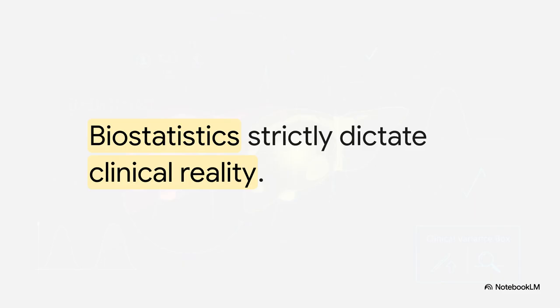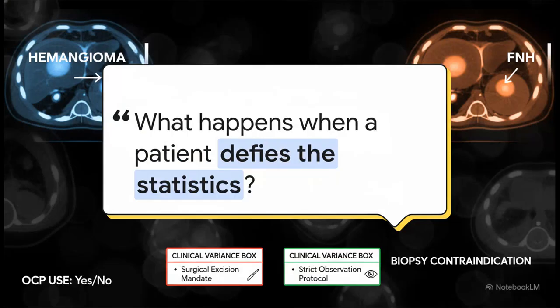The big takeaway here, biostatistics strictly dictate clinical reality. Every clinical hunch is really just a rapid calculation of statistical probability. Now, let's execute a final master case that tests your ability to deeply integrate everything, from pharmacology to sudden hemodynamic collapse. Let's conclude with our master case testing strict integration.